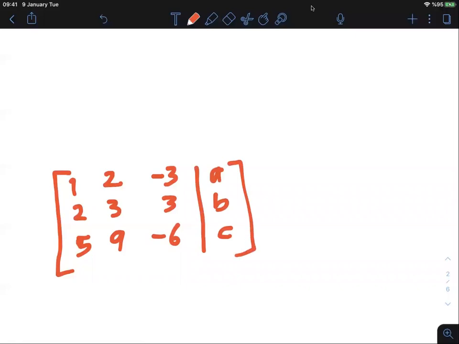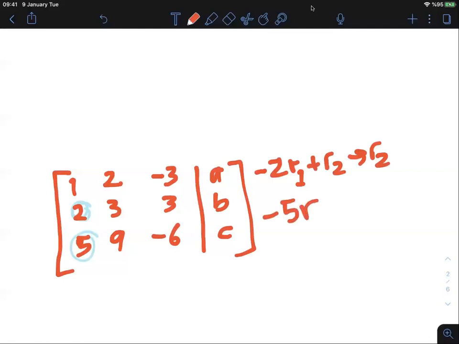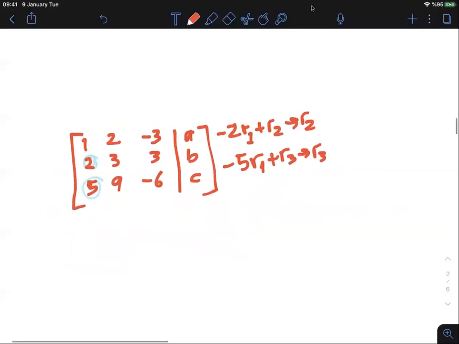Okay, so again, we will use row echelon form, right? So we have to eliminate these two entries, this one and this one. To do that, I multiply the first row by minus 2 and add it to the second row and write it instead of the second row, and minus 5 R1 plus R3 to R3. Okay, so if we do these two operations, what do we get?